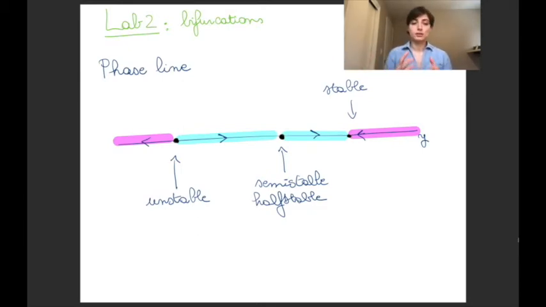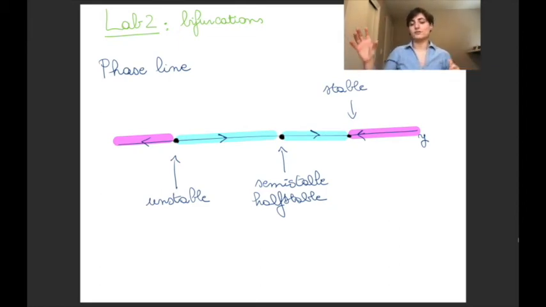So for example, here we have on the left an unstable equilibrium, because on both sides of the equilibrium things are moving away from it. On the right side things are growing away, on the left side things are decreasing away. In both cases they're tending away from the equilibrium. So that equilibrium is unstable.